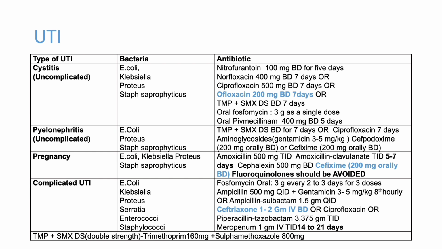In pyelonephritis, we can go for higher antibiotics or a combination of antibiotics like ceftriaxone with gentamicin or fluoroquinolones IV, or ceftriaxone alone can be started. So in pyelonephritis, if the patient is sick, we have to give IV antibiotics. There norfloxacin alone will not be sufficient. We have to give ceftriaxone, that is a third generation cephalosporin, with an aminoglycoside.